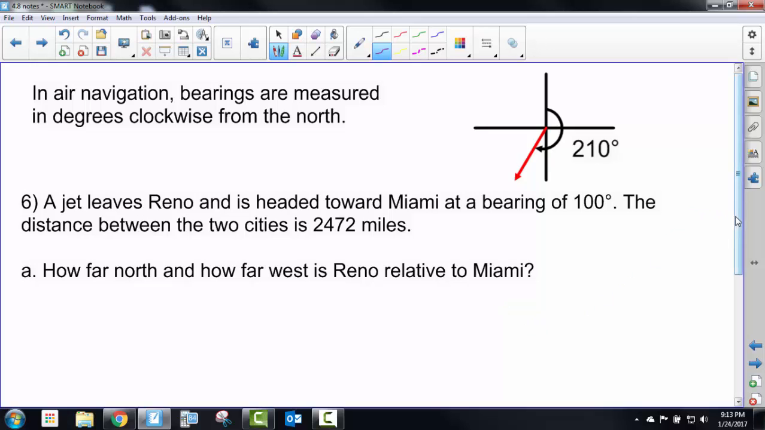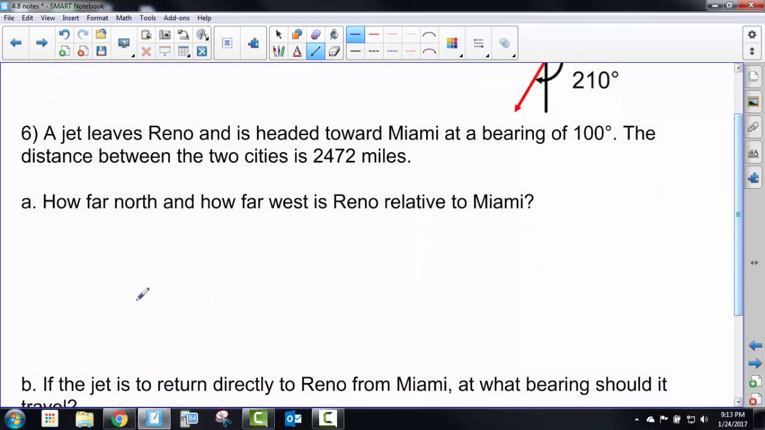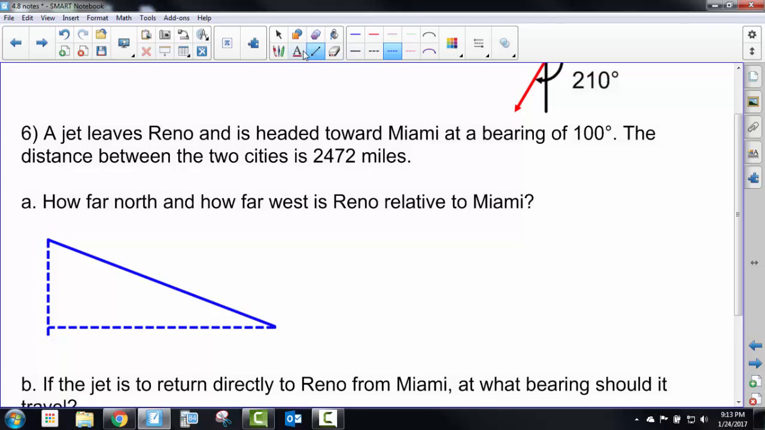All right, so let's take a look at this. A jet leaves Reno and is headed toward Miami at a bearing of 100 degrees. So I'm going to start by sketching this. It probably doesn't make sense to start trying to work on anything until I have a sketch. So we're going to put Reno up here, Miami's down here, and do a quick triangle situation here. There's our right angle. Again, this is Reno, and this is Miami.